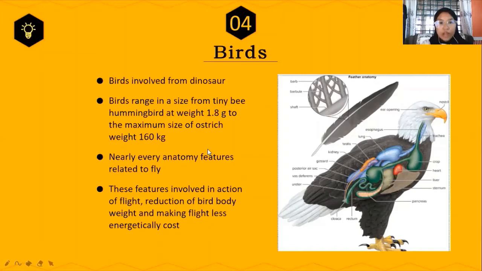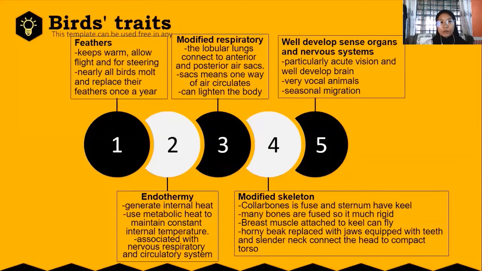So nearly every anatomical feature in the bird is related to flight. These features are involved in the action of flight, reduction of bird body weight, and making flight less energetically costly. So these are bird traits. They have feathers, which are actually scales because they are reptiles. Feathers keep them warm, allow flight and fostering. Nearly all birds molt, which is to lose their feathers and replace them once a year.